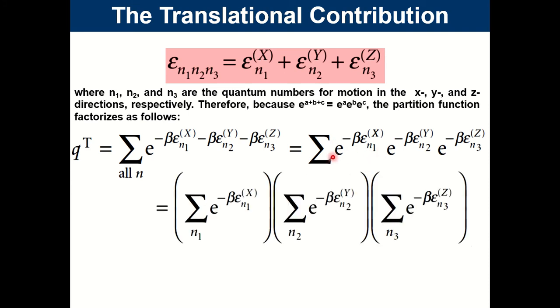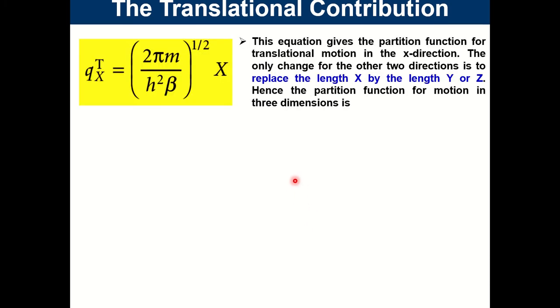We can go on writing this e to the power minus beta epsilon. So exponential to this e to the power minus beta epsilon n1, e to the power minus beta epsilon n2 along y, along z n3, and so on. So we get three components here. Clearly you can see summation, and these three are the translational partition function along x, translational partition function along y, translational partition function along z. So these are the three components that we have got.